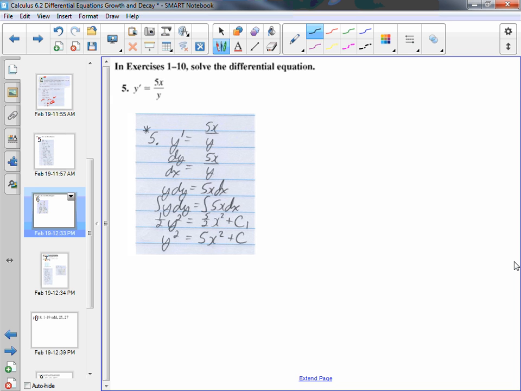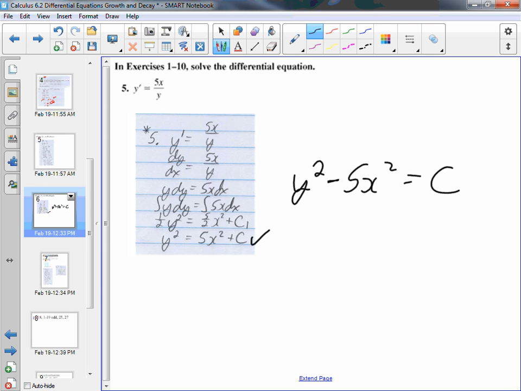I don't know for sure because I haven't looked. I'll bet the book has that as the answer. But obviously, I'm okay there since that's where I stopped. Were you able to do number 5? Okay. Any questions yet?